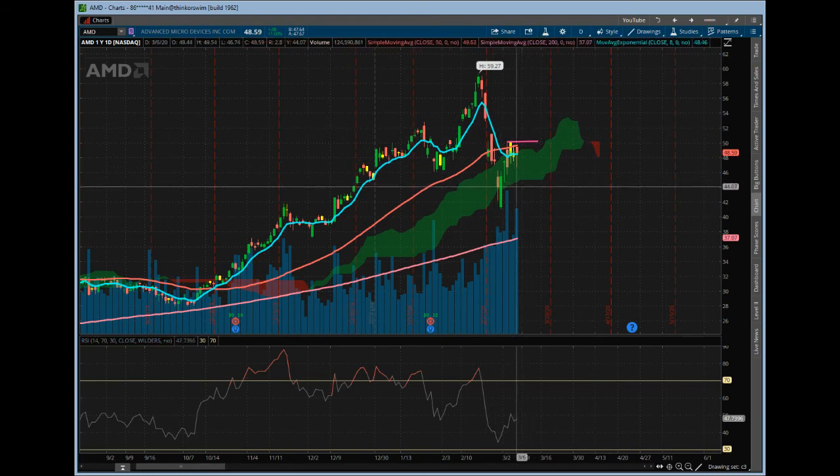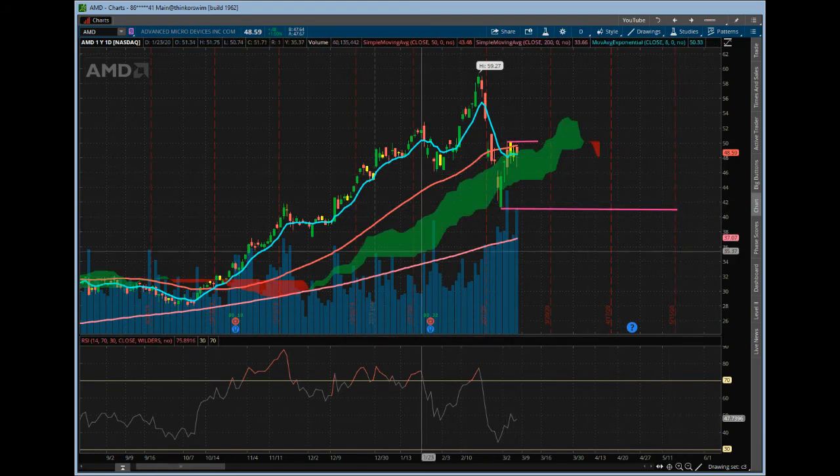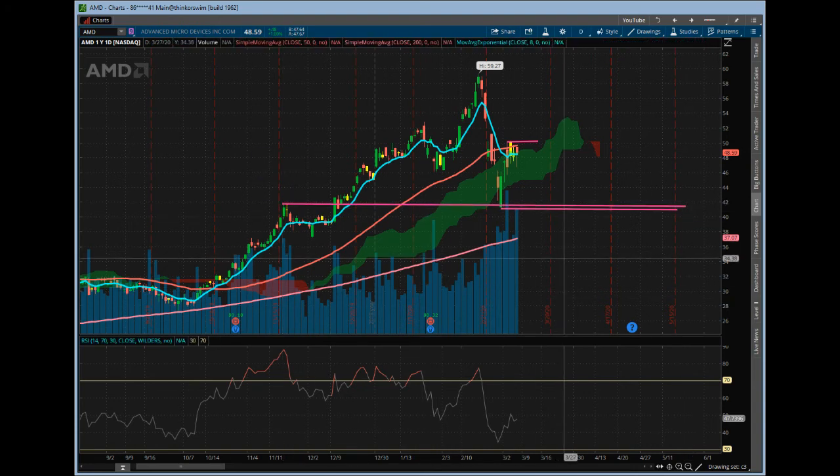gap. If not, you can see the levels down below here. 41 is going to be a key level for it to hold. So this was a prior resistance level right there, which is now support. So a couple of things there that could be good for AMD.